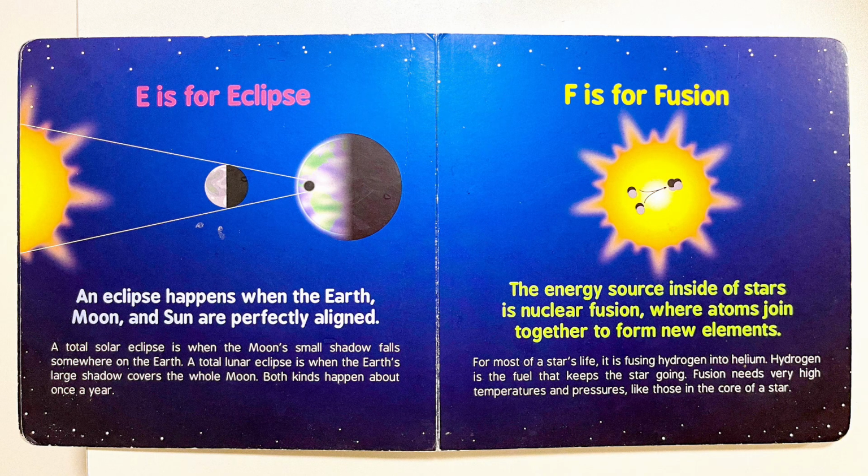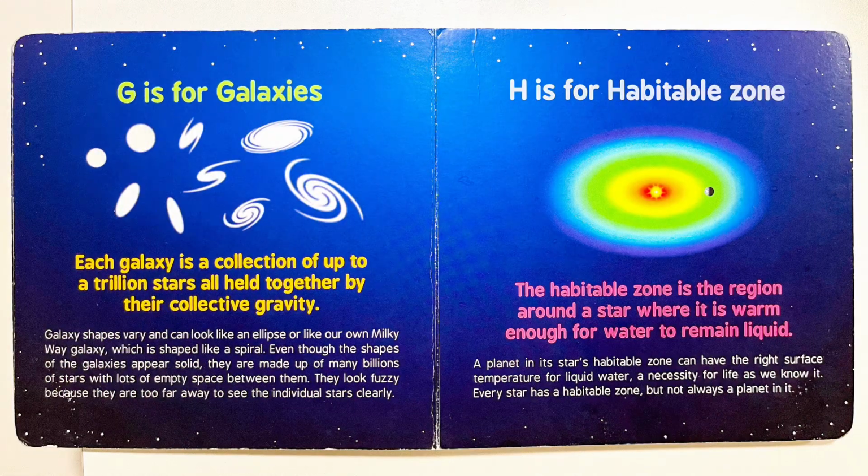F is for fusion. The energy source inside of stars is nuclear fusion, where atoms join together to form new elements. G is for galaxies. Each galaxy is a collection of up to 1 trillion stars, all held together by their collective gravity.